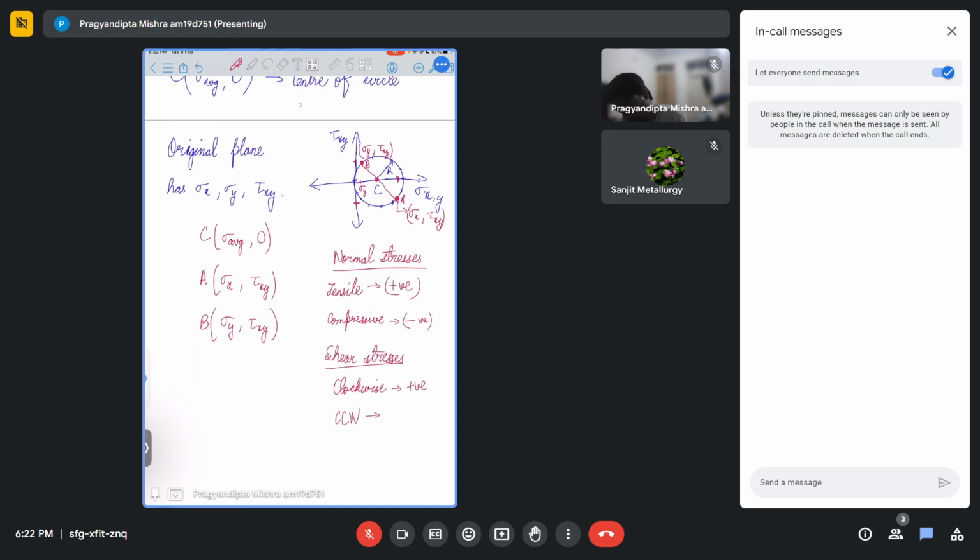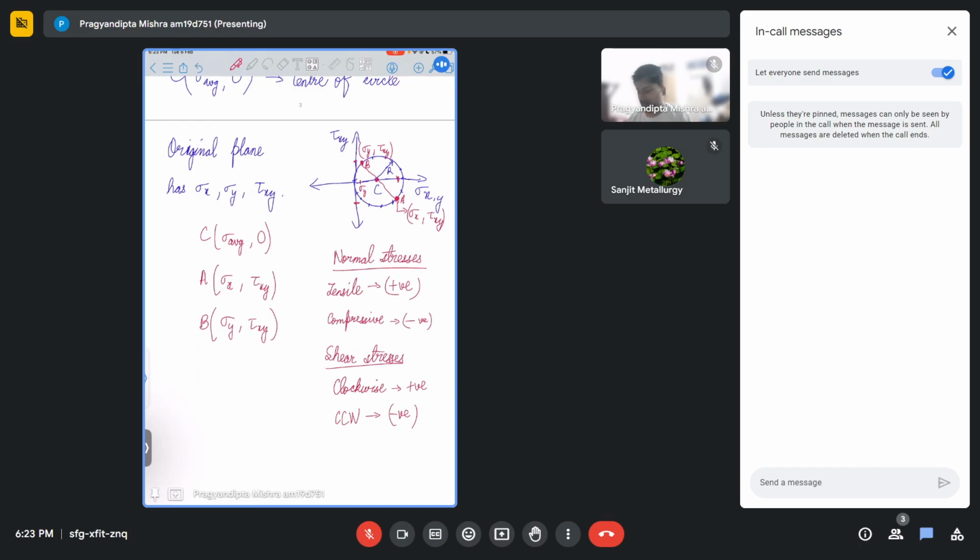I'll just write CCW, that is counterclockwise, it is taken as negative. So this thing you have to keep in mind. Now you are free to change this sign convention, you are free to use your own sign convention, and you can use it however you want. But ensure that whenever you're changing sign convention, whatever you're using, you are true to that sign convention always. Don't keep switching in between the problem.